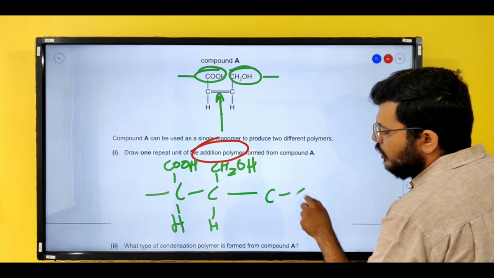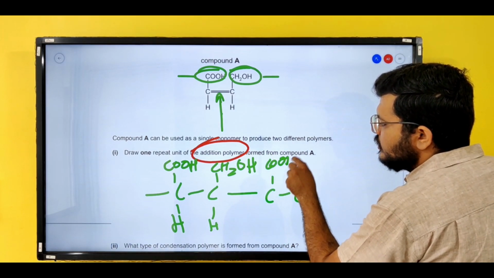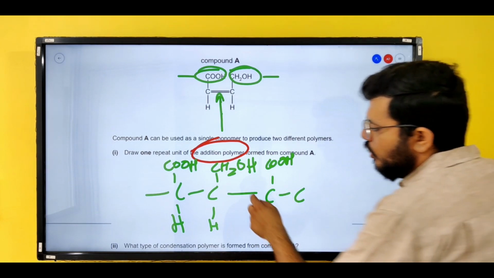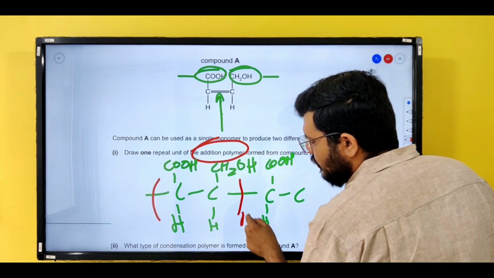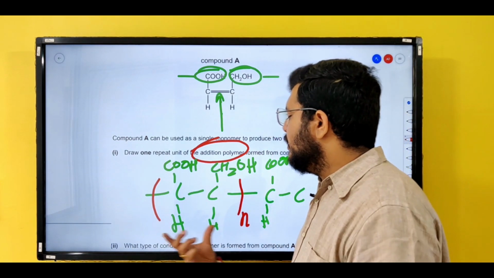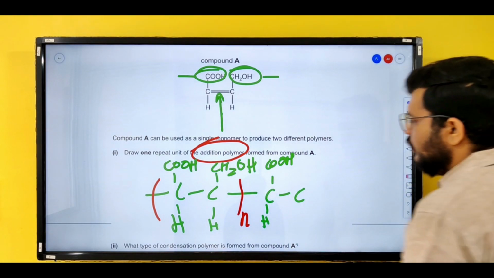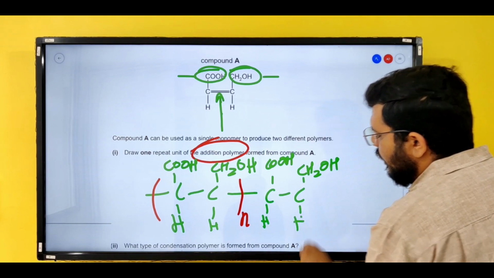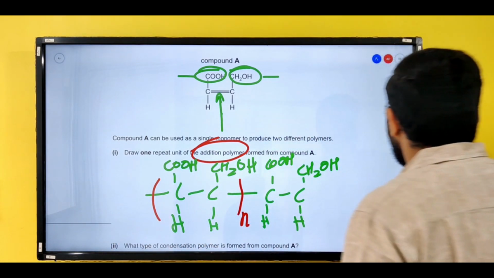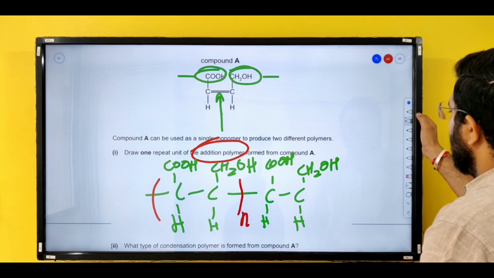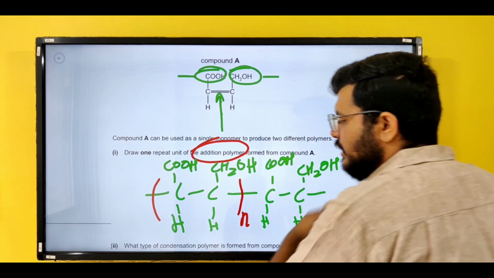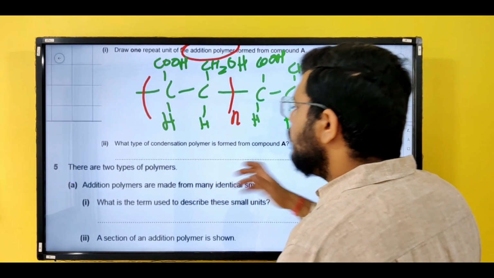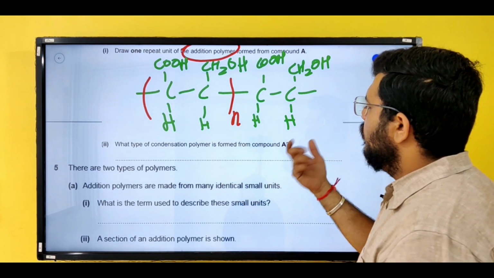So let me draw one more on either side to show you that this is continuously repeated. See, you can also opt that you can draw it like this and then n, right? This will be your complete answer. I am trying to show you how it will look, right? So CH2OH and hydrogen here. The same thing on the other side, and this is continued on either side, right? On both sides.